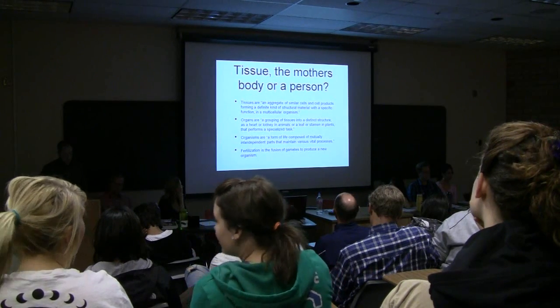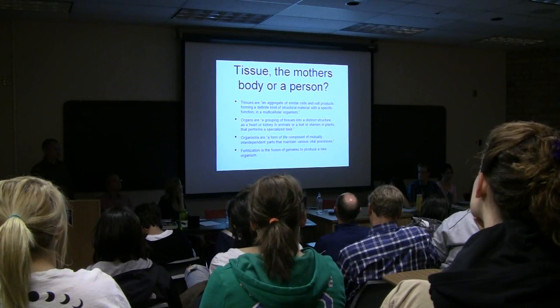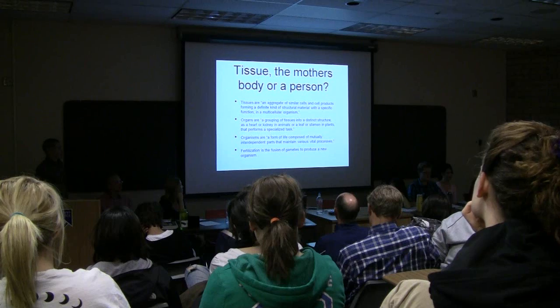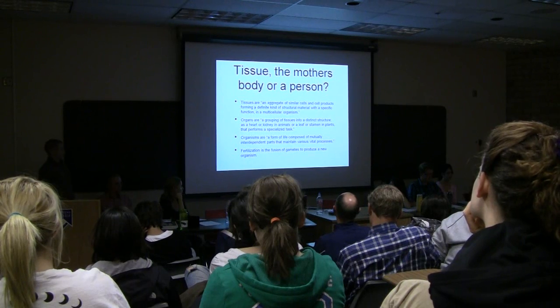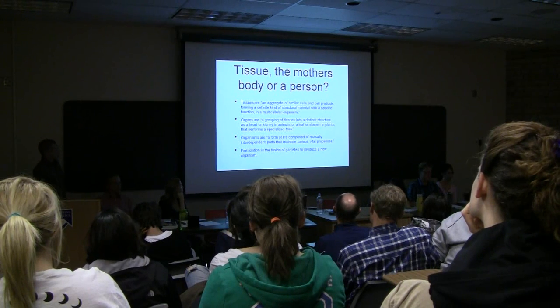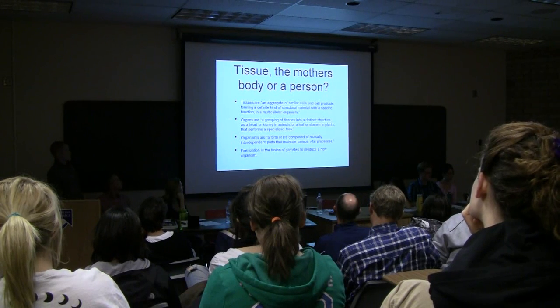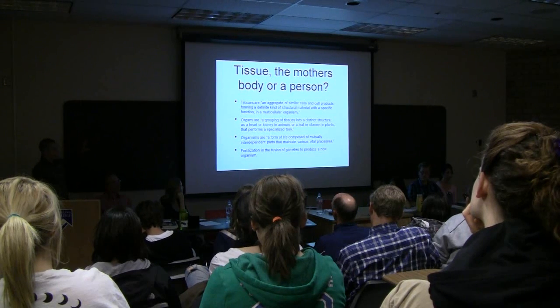Going further, is this a tissue, the mother's body, or a person? Because we hear all of those. Or maybe it's a blood clot or something like that. Well, it's not a tissue. Tissues, by definition, are an aggregate of similar cells and cell products forming a definite kind of structural material with a specific function in a multicellular organism. Sorry to get too scientific; we'll move on in a minute. But tissues have a very specific biological definition.